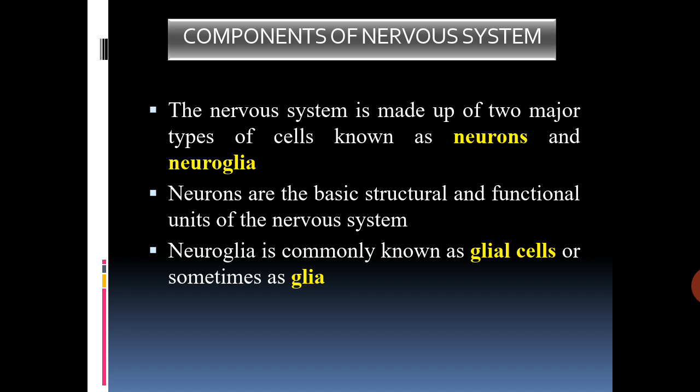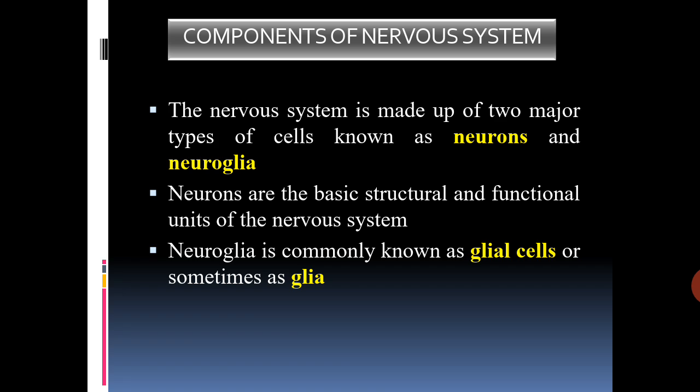The nervous system is made up of two major types of cells known as neurons and neuroglia. Neurons are the basic structural and functional unit of the nervous system. They are readily excitable electrically to transmit and pass information inside the bodies of animals, and this signaling or the signal passing is carried out through both electrical and chemical means.